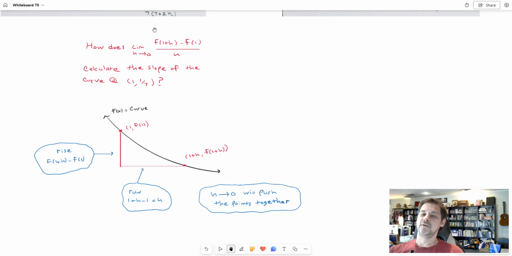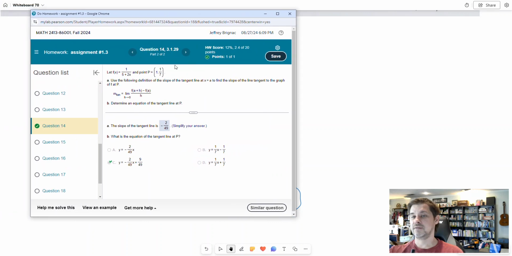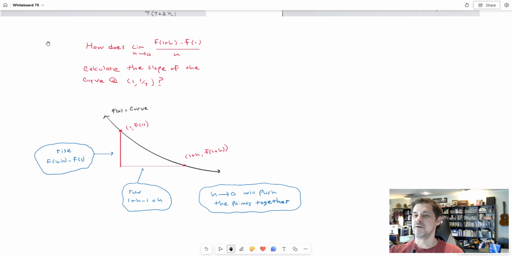So imagine it like this. I've got the curve, f of x is 1 over 5 plus 2x. Now I'm going to dissect this formula a little bit. I would say this point is 1 for x, f of 1 for y. And this point is 1 plus h for x, f of 1 plus h for y. Now let's calculate the rise and the run between those points. The rise is f of 1 plus h minus f of 1.